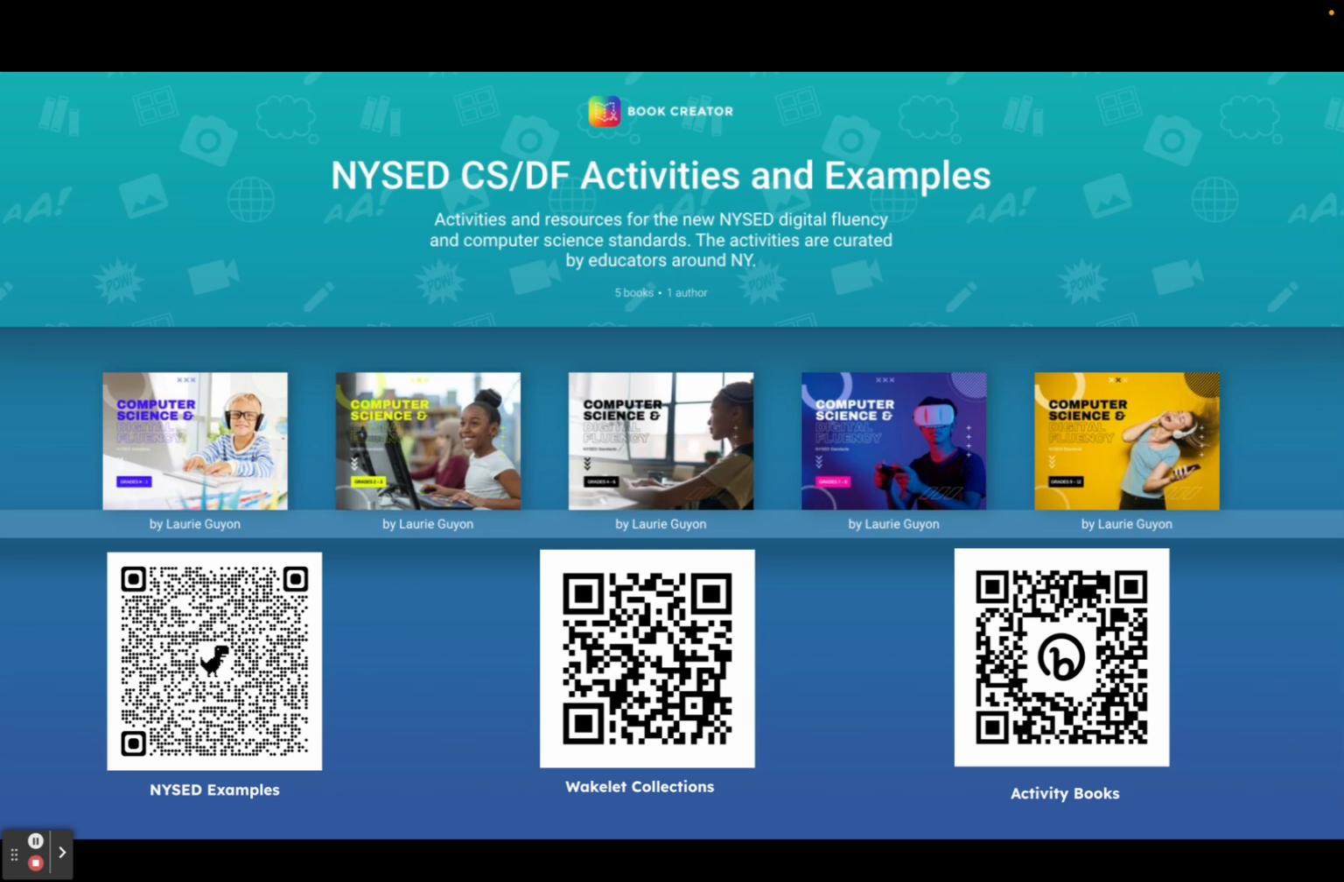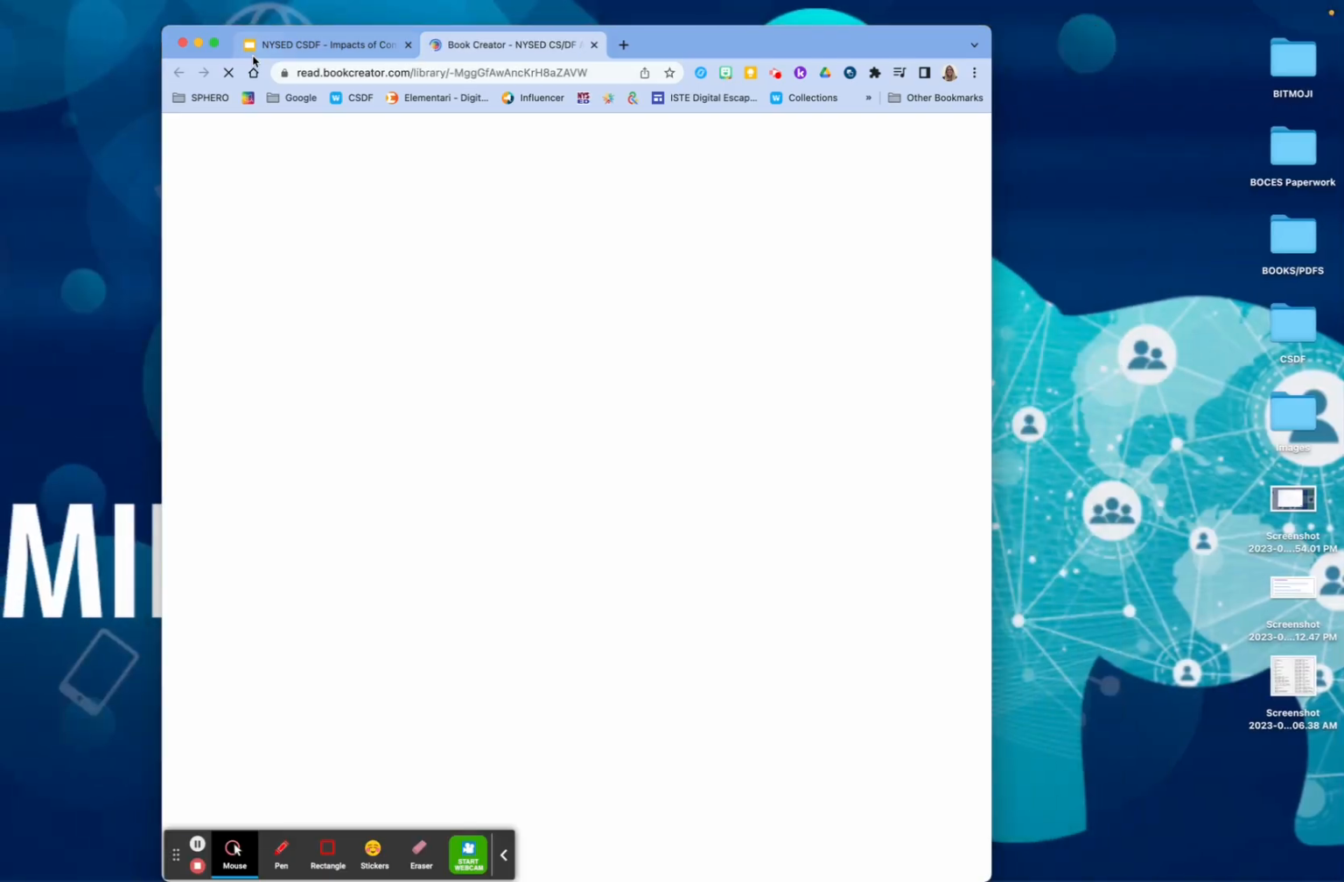The center one is the Wakelet collection that's going to have a lot more resources beyond this quick video to be able to support your understanding and rollout of the standards. The far right QR code is going to take you right to the page that you see as your page where it says the NYSED CSDF activities and examples. Since this is for grade bands 4 through 6, I'm going to click on the center book once I open up to the web page.